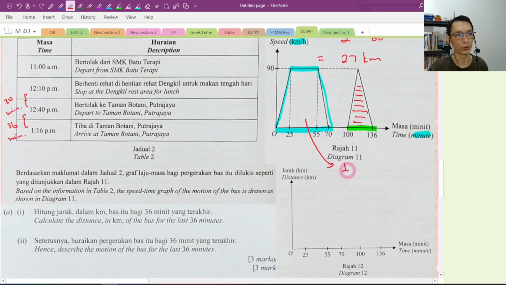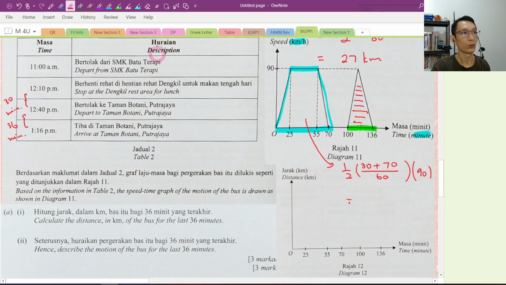Trapezium, start with 1 over 2. What's the length here? 30. 55 minus 25. What's the length here? 70. But we need to divide this by 60 because we want to change it become hours. And then times the perpendicular height, which is 90. You can do it this way to get the distance travel for the first 70 minutes.